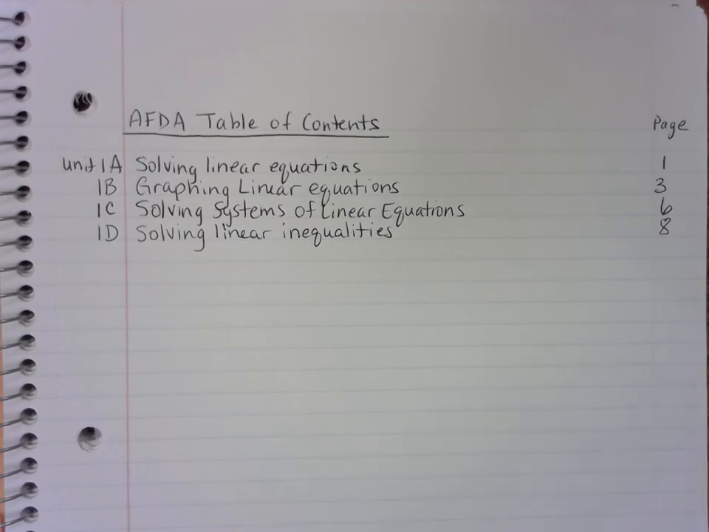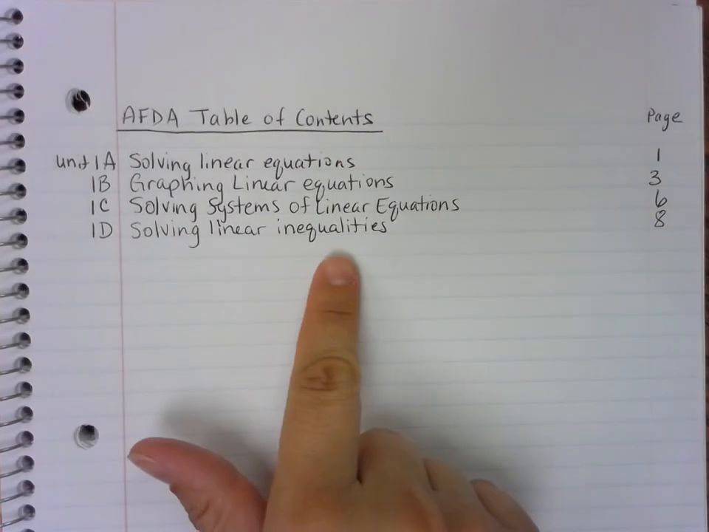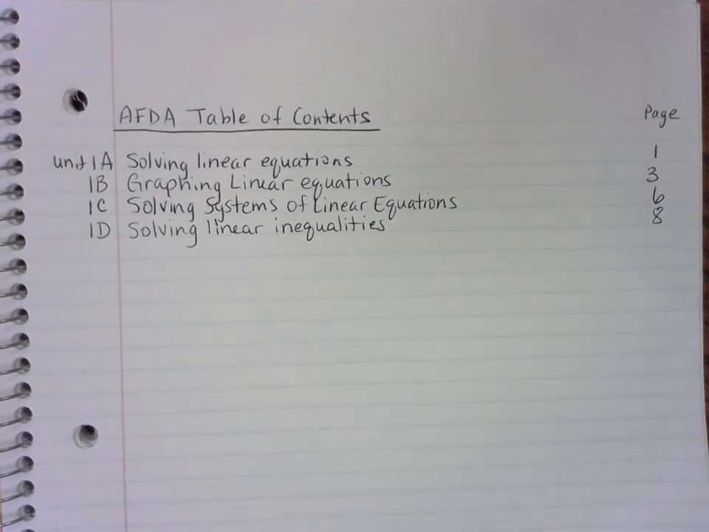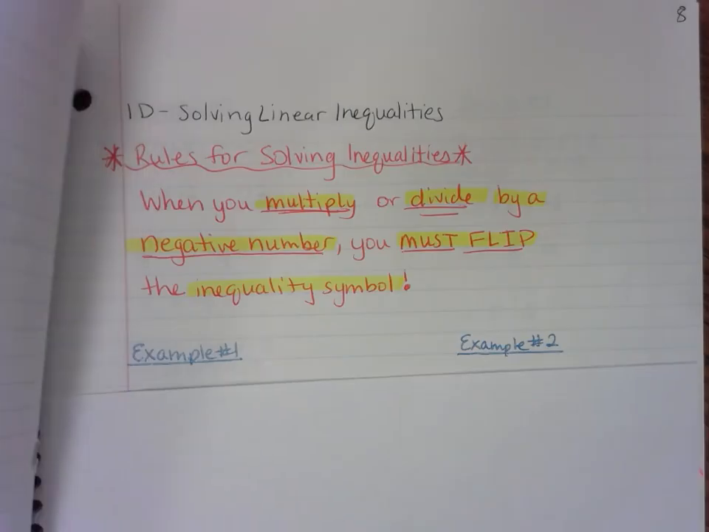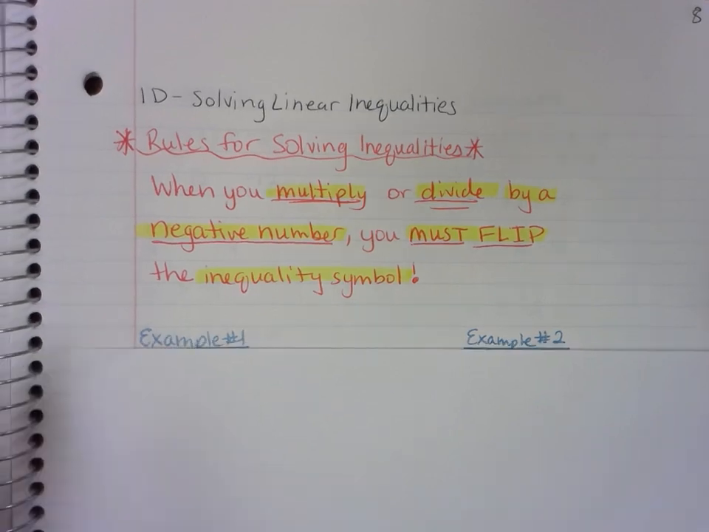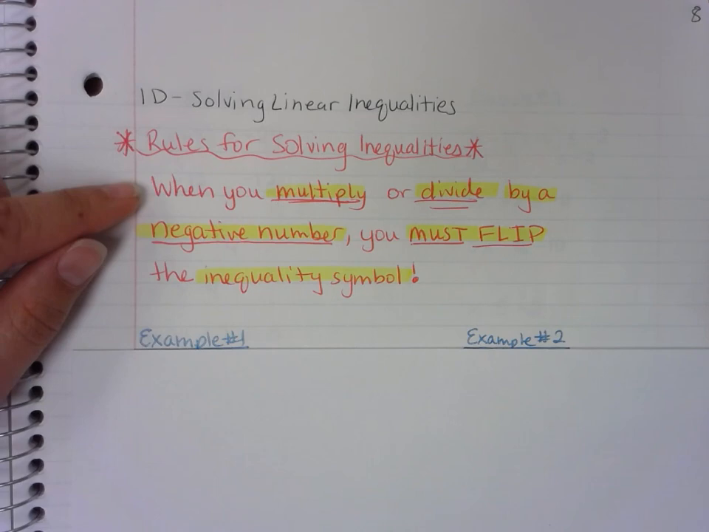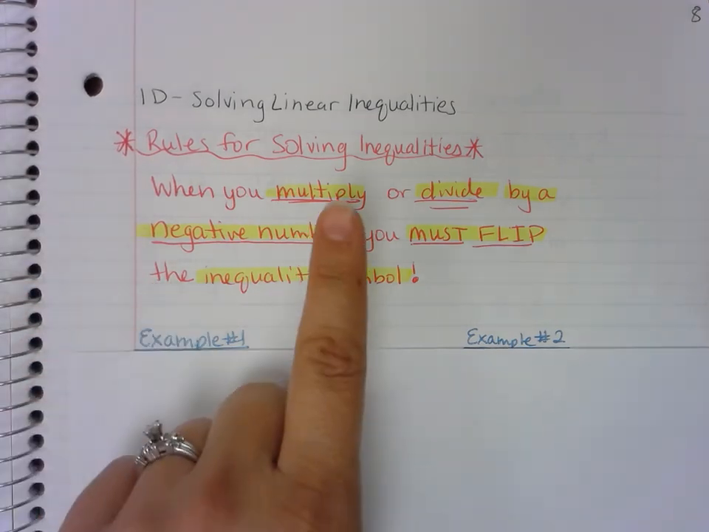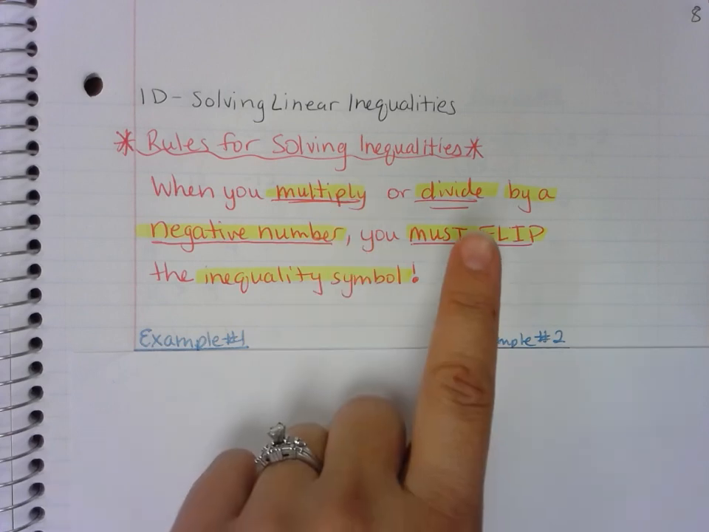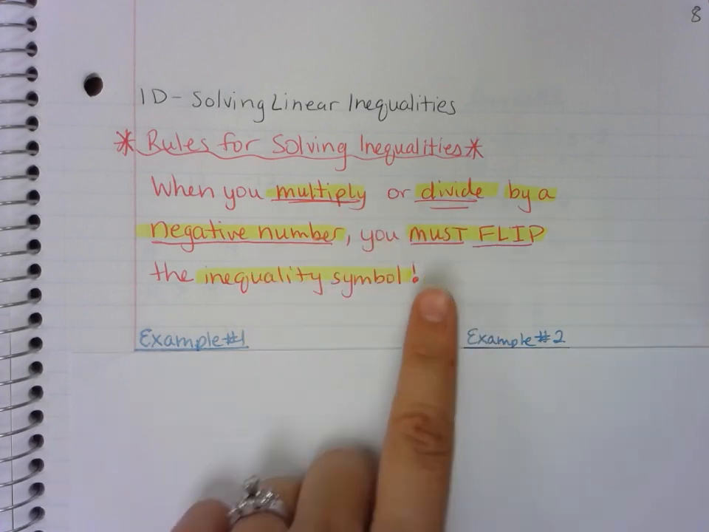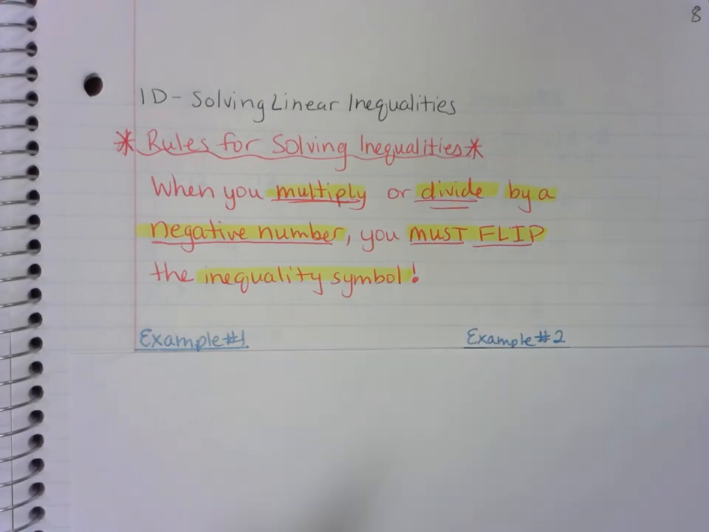Today we are going to be looking at solving linear inequalities. Mine is going to start on page 8. Okay. So one rule that we need to remember from Algebra 1 is that when you solve inequalities, anytime you multiply or divide by a negative number, you must flip the inequality symbol. We're going to take a look at two basic examples today.